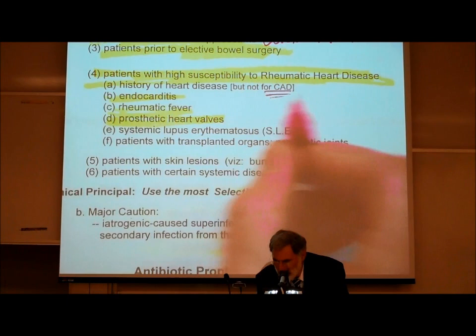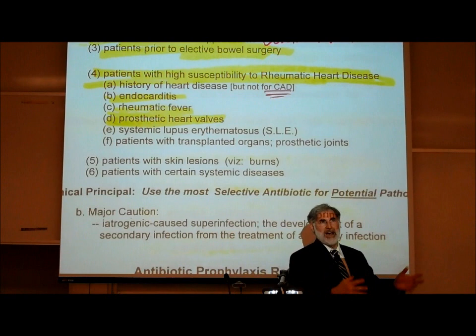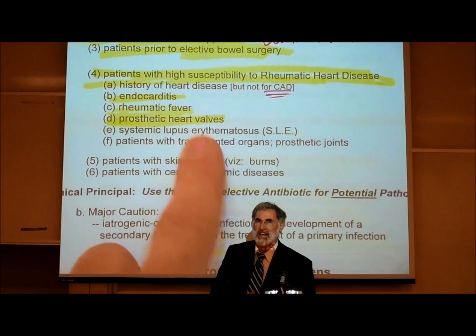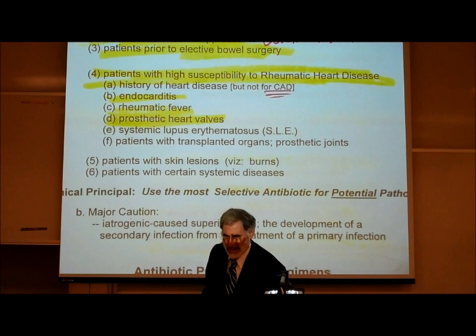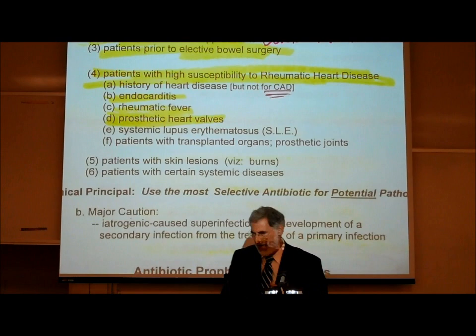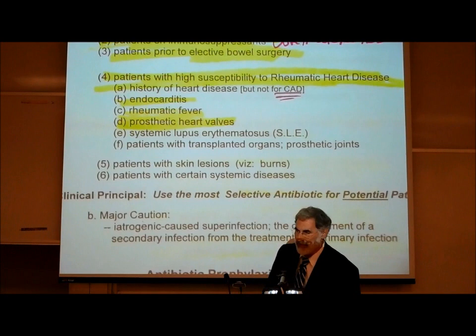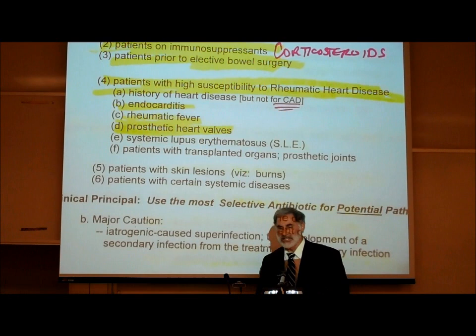So the clogging up of your coronary arteries with cholesterol is not considered the same as endocarditis or prosthetic heart valves. So you should know that distinction. Not every heart problem is considered a risk factor for rheumatic heart disease. A history of lupus or transplanted organs or prosthetic joints, including a prosthetic hip joint, may also be a risk factor, necessitating either prophylactic use of antibiotics or at least being cautious in terms of certain procedures.